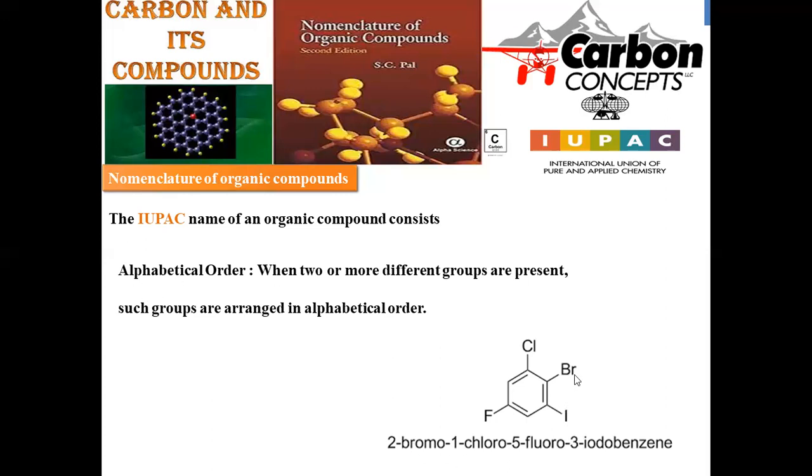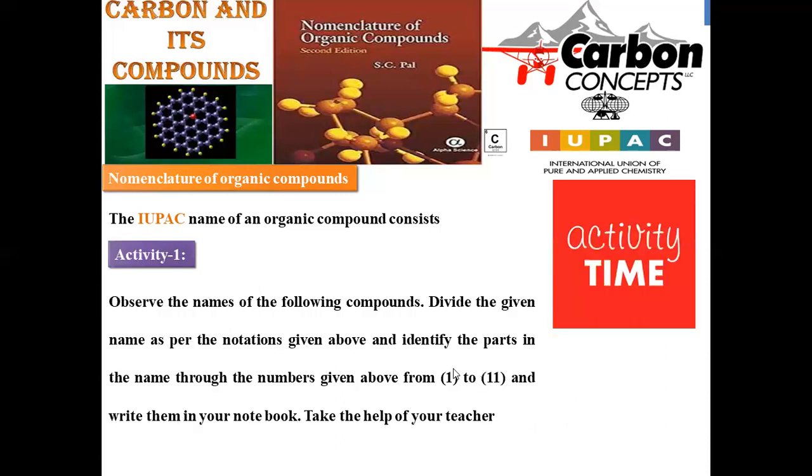In the alphabetical order, B will come first, that's why 2-bromo. C will come next, that's why 1-chloro. F will come next, so 5-fluoro. Then I will come next, later to fluoro, hence you have to write 3-iodobenzene. The name will be 2-bromo-1-chloro-5-fluoro-3-iodobenzene. So this is in accordance with the alphabetical order. If different functional groups are located in a single compound, we have to go through the alphabetical order, A, B, C, D, right?